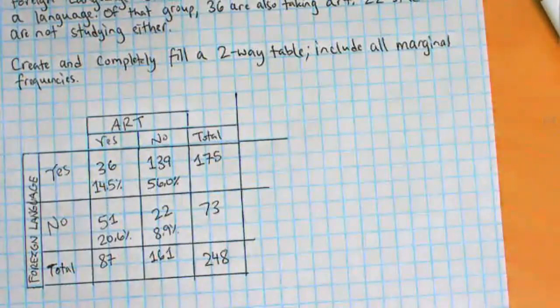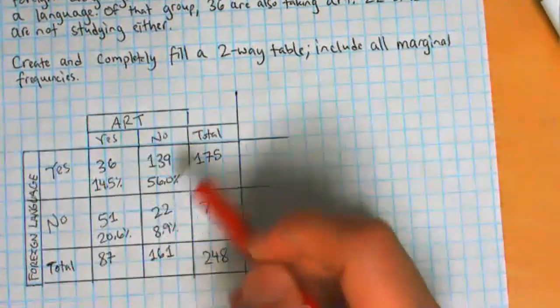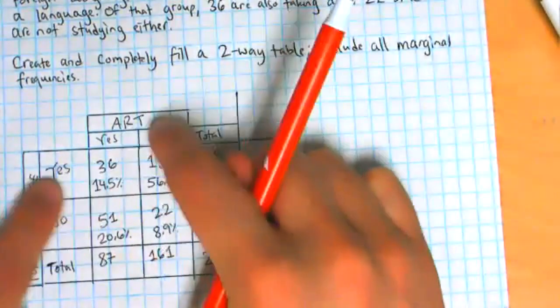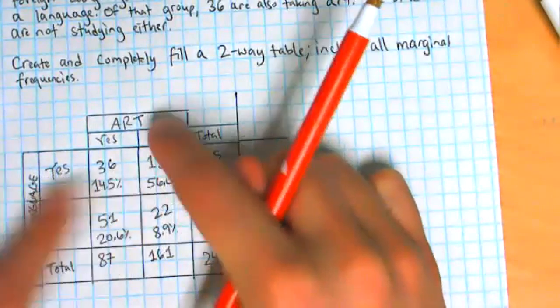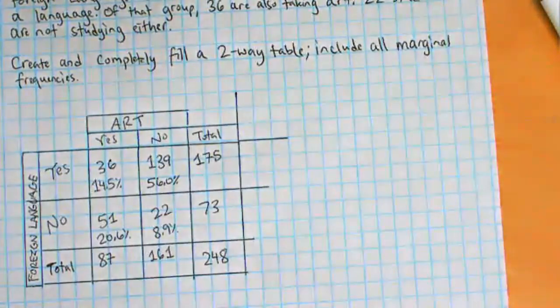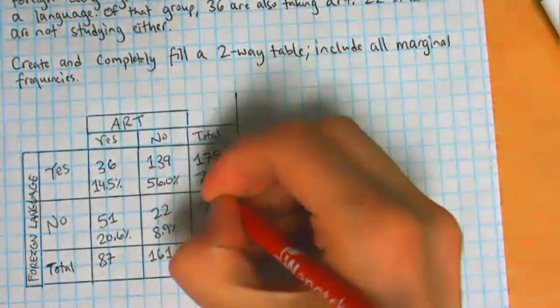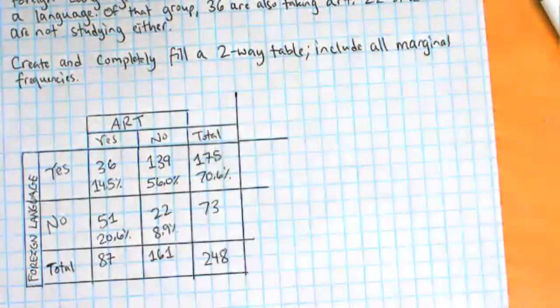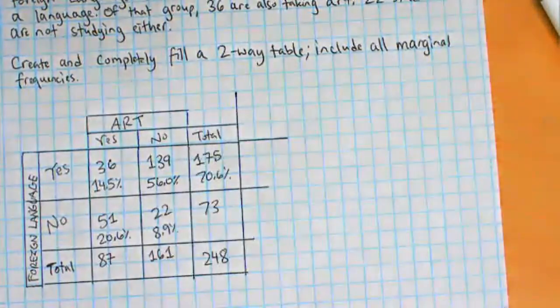All right, well, now we're going to calculate our marginal frequencies, because these 4 right here are all joint frequencies because they are the intersection of 2 of the properties. So either yes or no on art and foreign language. So let's look at our margins. Our first one is going to be this 175. Those are all the students who are taking foreign language. So 175 divided by 248 gives us 70.6%. And then we will do the number of students not taking foreign language, which is 73 divided by 248, which gives us 29.4%.